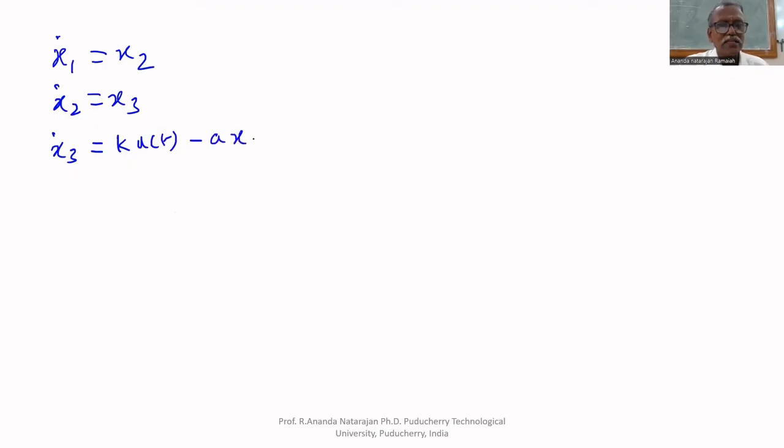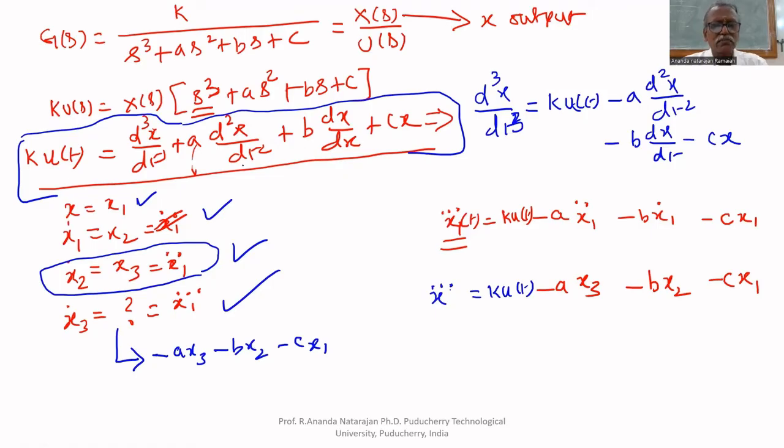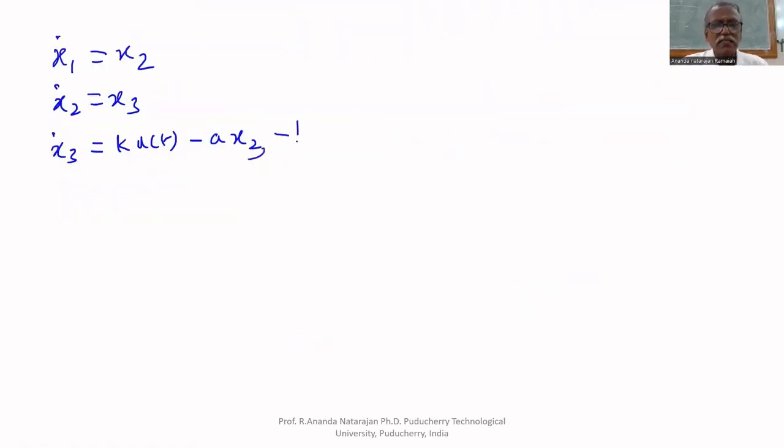What are the three first order equations? X1 dot equal to x2. X2 dot equal to x3. X3 dot equal to k u of t minus a x3 minus b x2 minus c x1. That's all. So the third order equation becomes three first order equations.